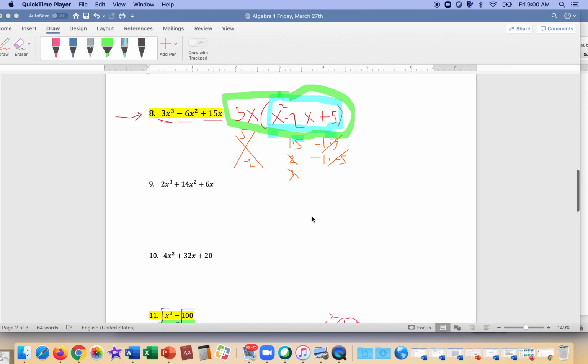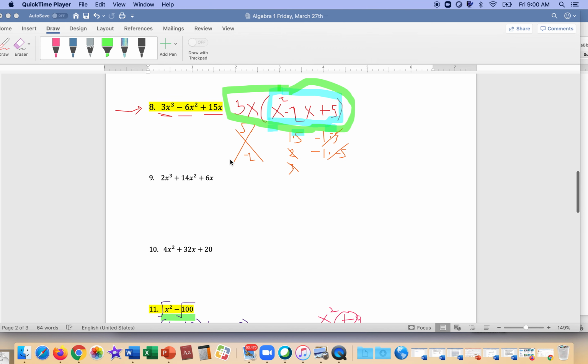Okay, number 8. So again, you always should see if there's anything in common that you can factor out. Here there is. You can take a 3x out, right? They all divide by 3, so I look at numbers first. Then I say, are there any variables? There's an x we can take out. 3x times x squared is 3x cubed. 3x times negative 2x is negative 6x squared. And 3x times 5 is 15x.